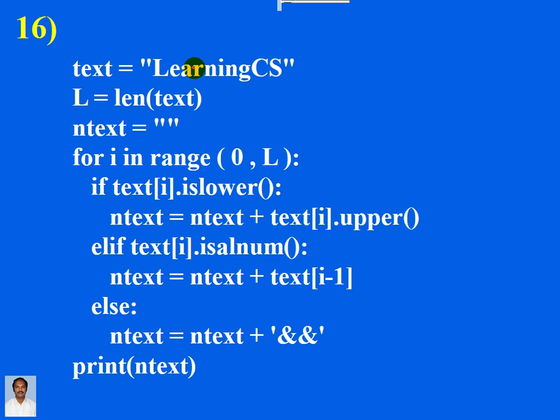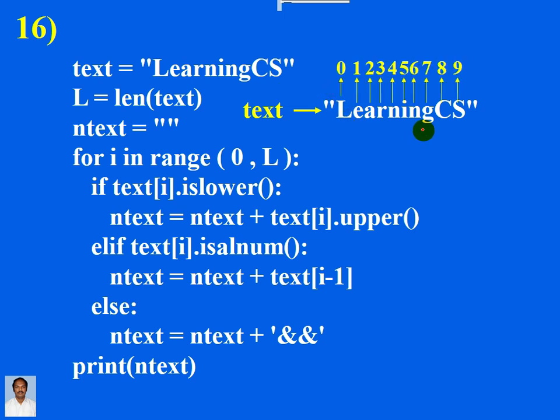Question number 16. It's an output type of question. Global variables are not there. Execution starts from the main function. So text is pointing to this string. Here you can write down the positive indices. Here you can write down the negative indices. I need the negative index for this character, so I am writing it here.